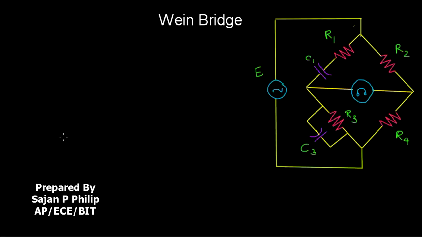Hi friends, in this video we are going to study about Wein bridge and we are going to analyze the balance equation for Wein bridge. Wein bridge is used to measure the frequency. It is also used as a harmonic distortion analyzer. It finds its application in audio and high frequency oscillators as frequency determining elements.